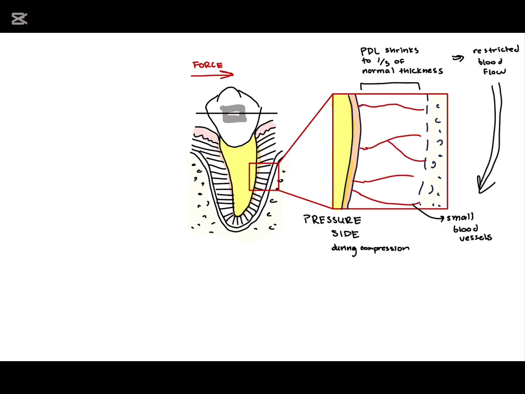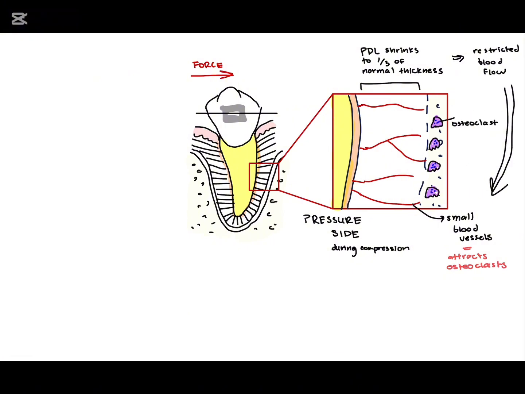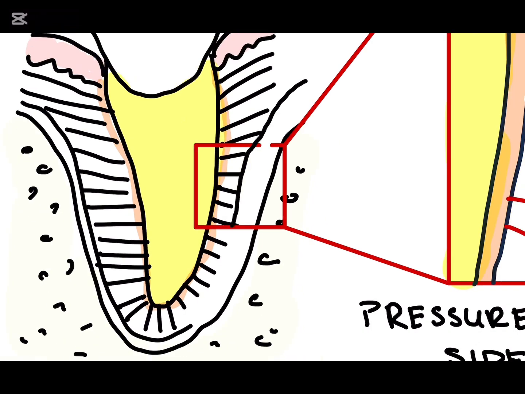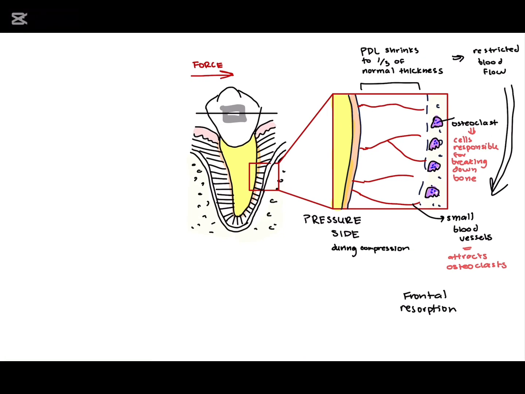The restricted blood flow will cause an attraction of osteoclasts, which are the cells that are responsible for breaking down bone. If the force is just right, then these cells resorb bone right next to the ligament. This is called frontal resorption, and it's the most efficient way to move the teeth. And again, here is the PDL being compressed down to about 1/3 of its original size.